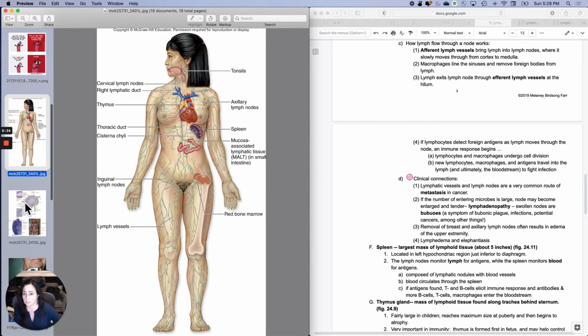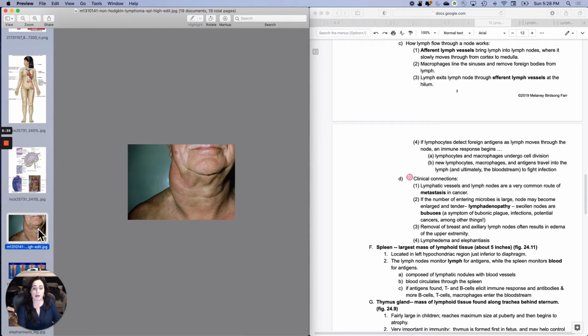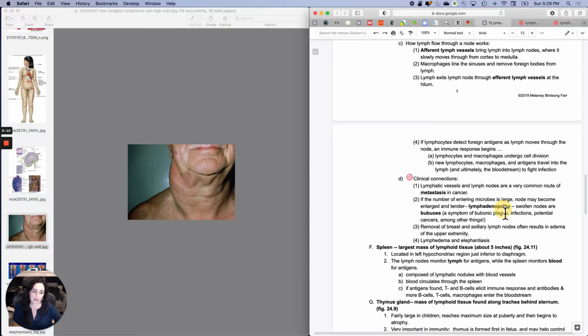Now, although many of us will not get cancer, a lot of us will have swollen lymph nodes at times. A swollen lymph node occurs when you've got a whole bunch of activity in a specific lymph node. It gets big and swollen because there's a whole bunch of pathogens, and the lymph node is going through a lot of cell division and antibody production. When that occurs, the node can become enlarged and tender, sometimes a little bit painful. That is called lymphadenopathy.